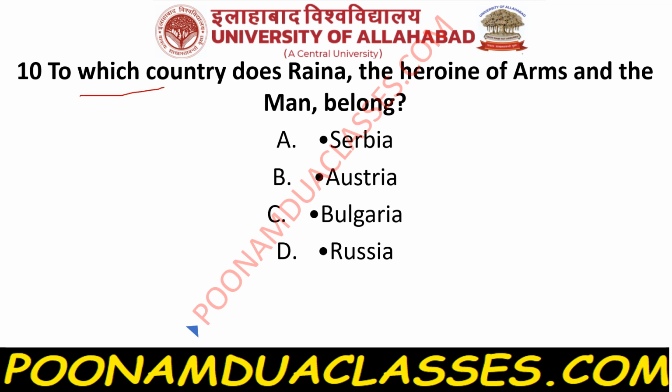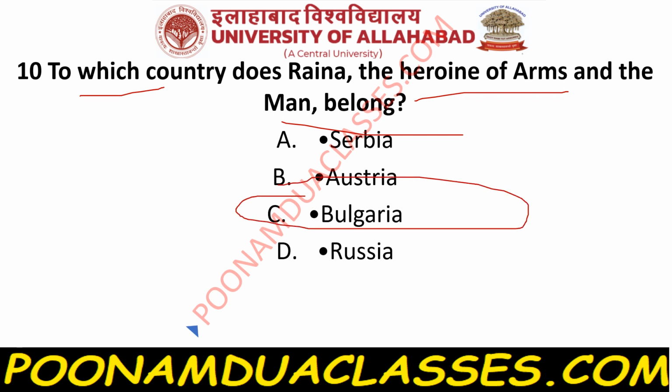Next question: to which country does Raina, the heroine of Arms and the Man, belong? Please think about the answer. Reach your right answer according to your knowledge, and then I'll tell you. The right answer is option C, Bulgaria. Arms and the Man is a romantic comedy written by G.B. Shaw, and the title comes from the opening words of Virgil's Aeneid, which was written in Latin. This one was first produced in 1894.